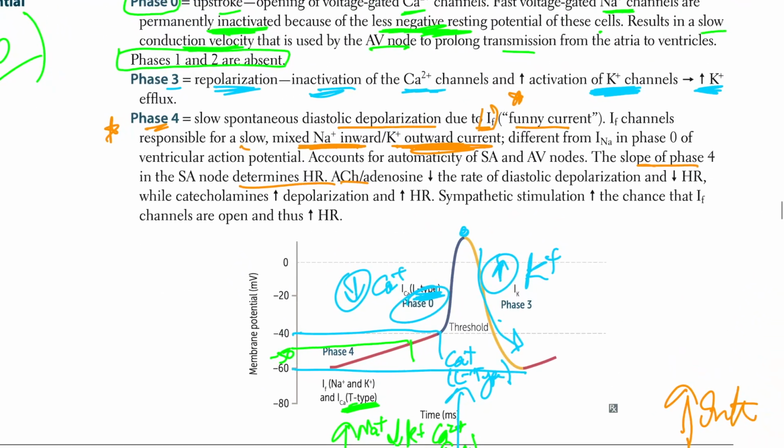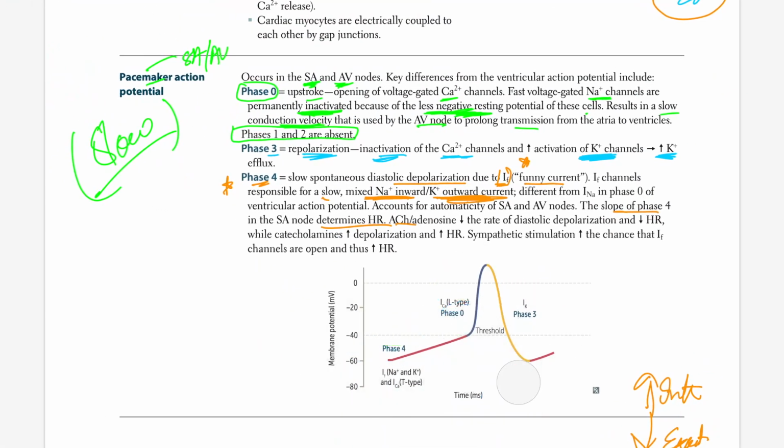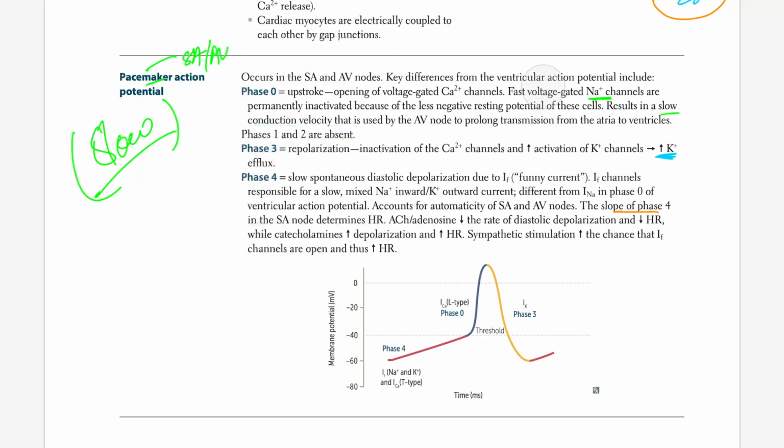And that is what we all have. Simple. Let's just recall the whole thing and move on to the next. So what do we talk about here? Simple thing. In the pacemaker action potential, we're looking at the SA and AV node. We're talking about phase 0. All we are saying is phase 0 is calcium influx, nothing else. There is no phase 1 or 2, so there's phase 3. For phase 3, we are saying only efflux of potassium, and then you have phase 4.